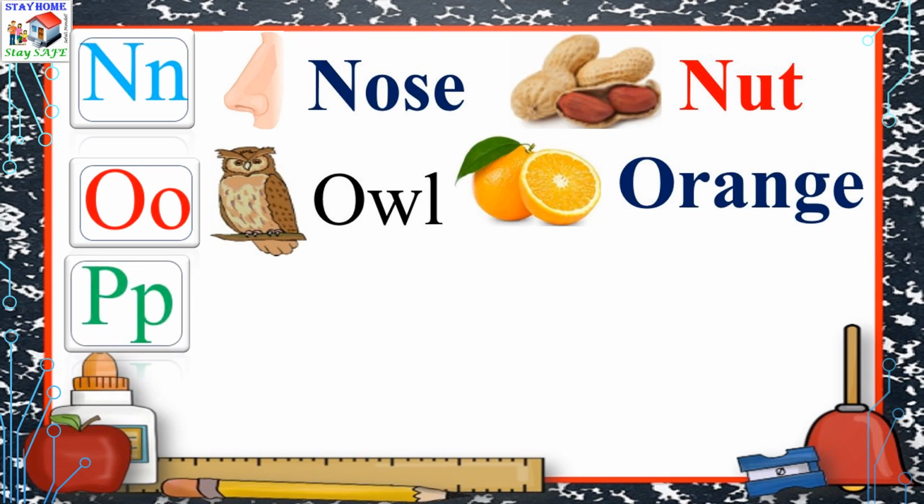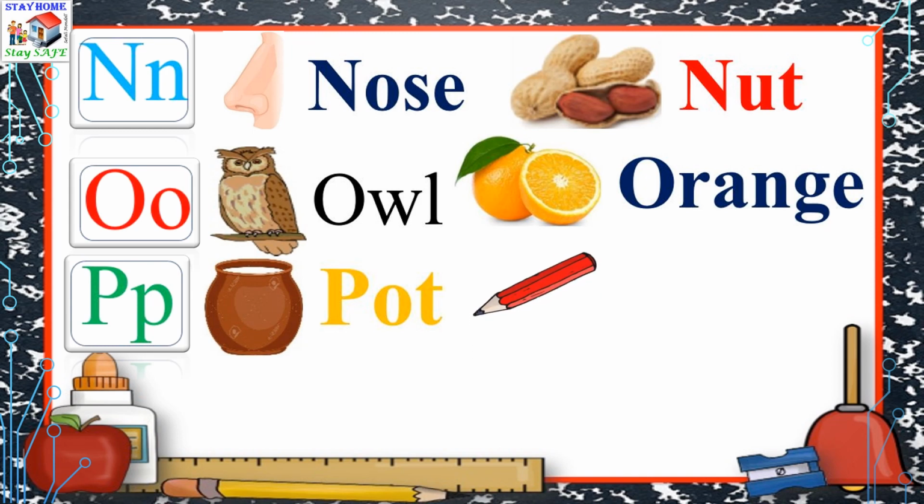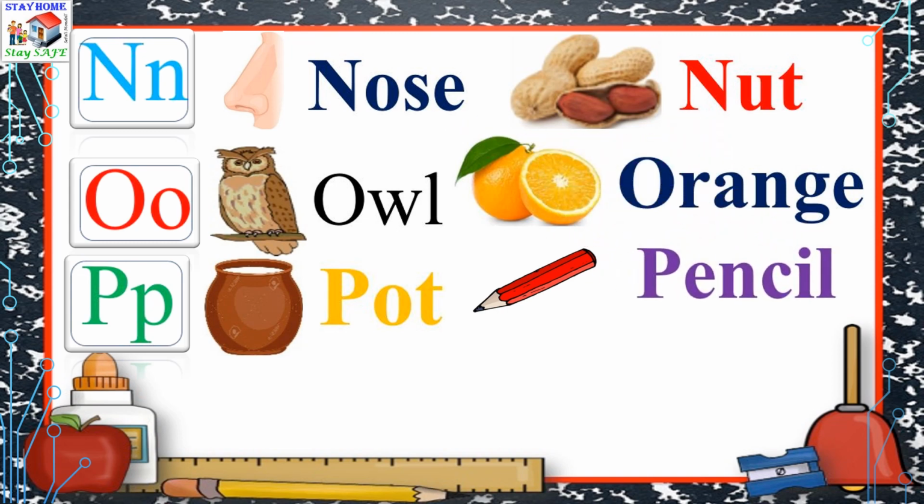Then letter P. P is for pot. P-O-T. Pot. Pot means patra. Then P is for pencil. P-E-N-C-I-L. Pencil. Pencil means rule.